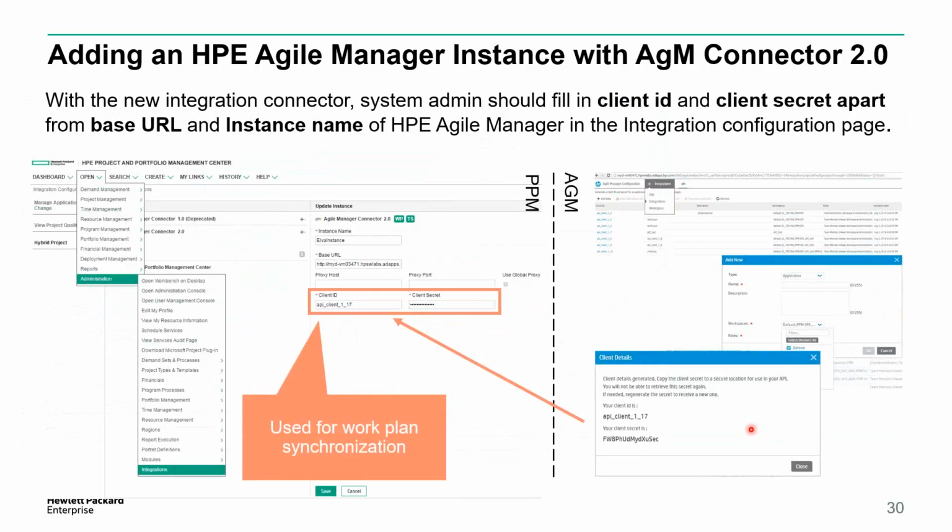So people who are familiar with PPM and not Agile Manager need to know that you need to take note of this client ID and the client secret, because once you close this window, you will not have access to that ID and secret again. You'll have to recreate. Now that's not a bad thing, it's just what it is. But it's much easier if you take note and then transcribe it immediately, and you've got your integration in place, you're good to go.